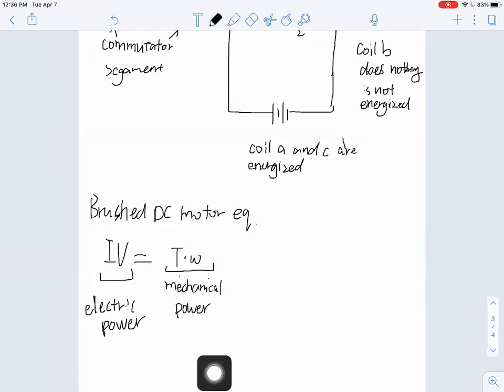So the equation is still going on here. The electric power is converted to mechanical power plus the power loss, the heat loss in all the wires. So that's I square R. That's the loss in resistance heat.